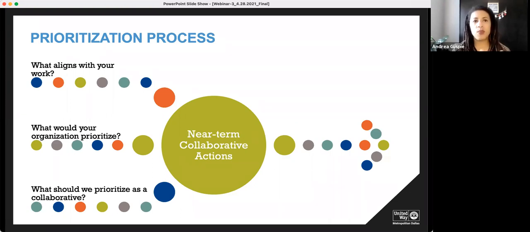First, what recommendations align with each member's individual work. The second thing we asked our working group to think about is how their organization as a whole would prioritize each recommendation. And then we went through an exercise where, as a working group, we thought through how we should prioritize the recommendations for action as a larger group. That happened over the course of 2 meetings, in February and just earlier this month. So if you go to the next slide.